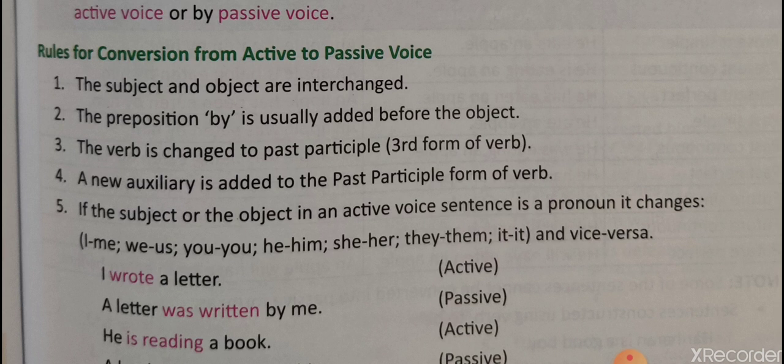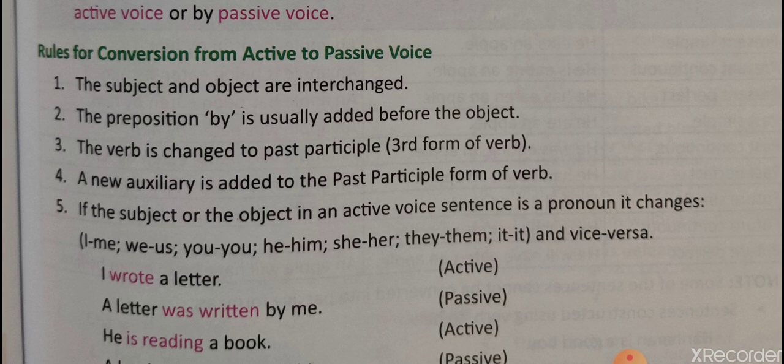If the subject or the object in an active voice sentence is a pronoun, it changes. I becomes me, we becomes us, you becomes you, he becomes him, she becomes her, they becomes them, it stays it, and vice versa. This you will understand when you are changing it, because then only it will give you sense. You will understand that okay, there is something wrong, because it will not be very good to hear. So you will understand that I have made some mistake, and you will then work on it.